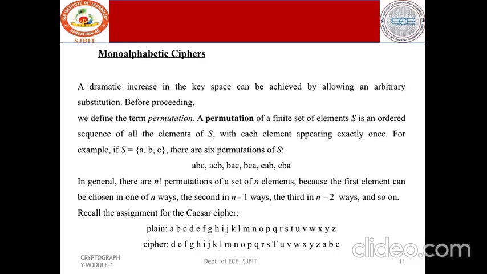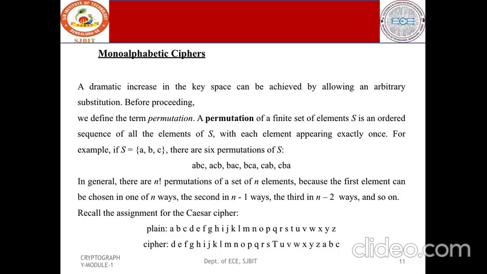A permutation of S is an ordered sequence of all the elements of S, with each element appearing exactly once. For example, if S is the set A, B, C, then there are six permutations of S: ABC, ACB, BAC, BCA, CAB, CBA. In general, there are n factorial permutations of a set of n elements, because the first element can be chosen in one of n ways, the second in n minus 1 ways, the third in n minus 2 ways, and so on.